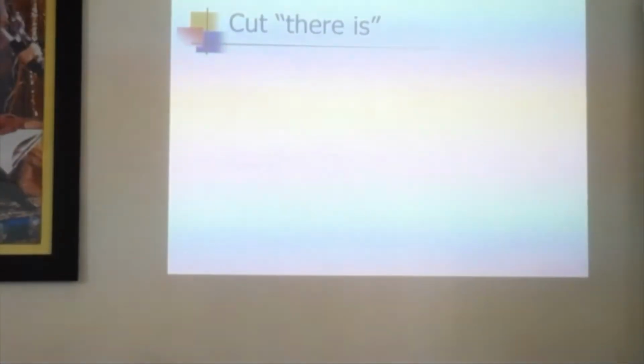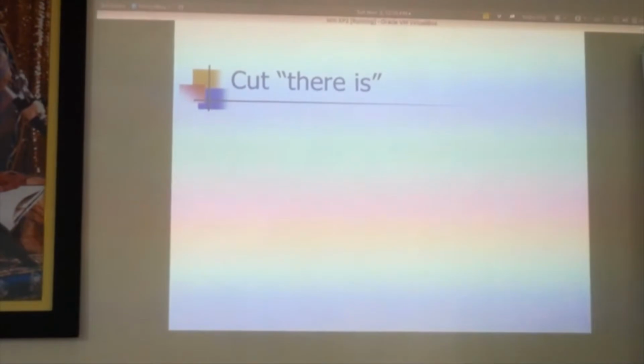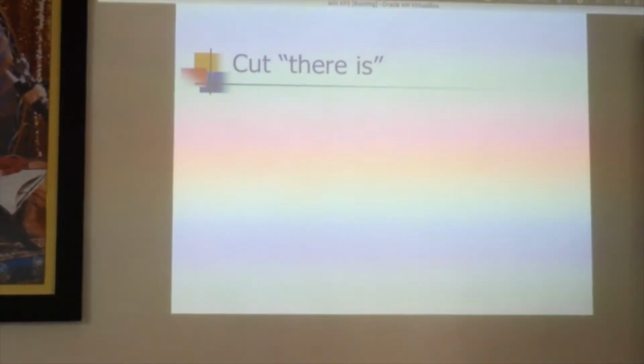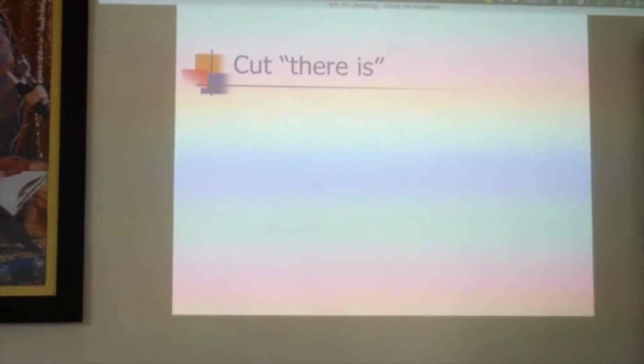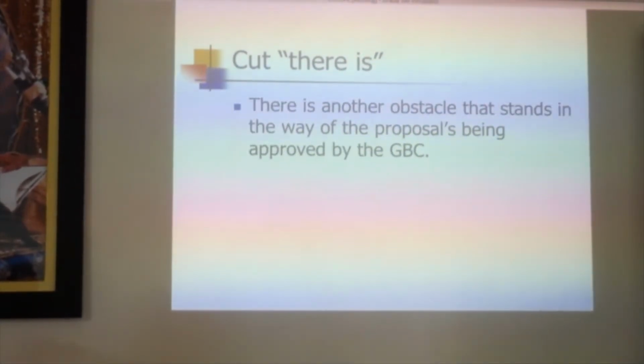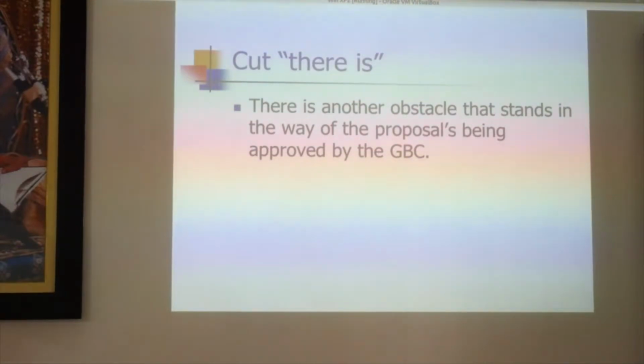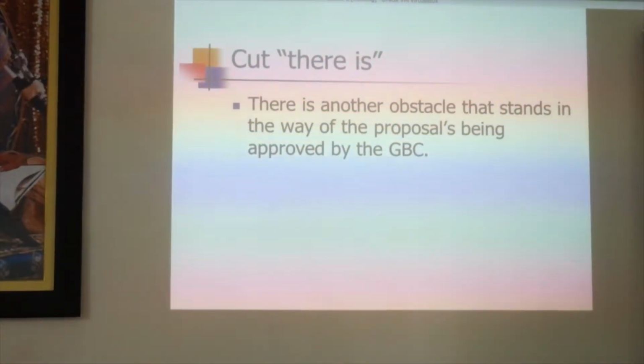Another one. "There is" is another sign of wordiness, as in, let's see: There is another obstacle that stands in the way of the proposals being approved by the GBC. Get rid of the "there is"; you don't even need it. Another obstacle stands in the way of the proposals being approved by the GBC.